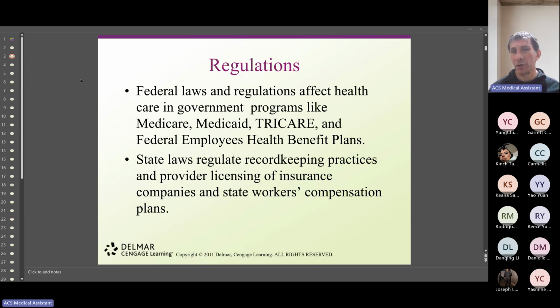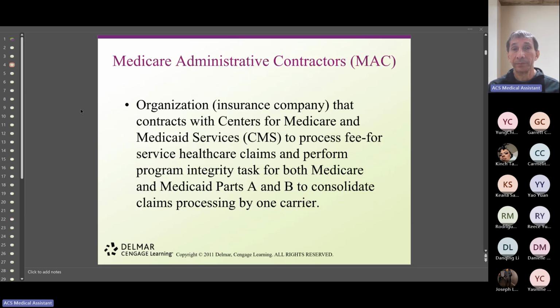So we will discuss more about workers' compensation later. We're just talking about all these regulations that apply for reimbursement purposes because we're going to be using the patient's information. And remember, the patient information has to be kept confidential, private, and secure.